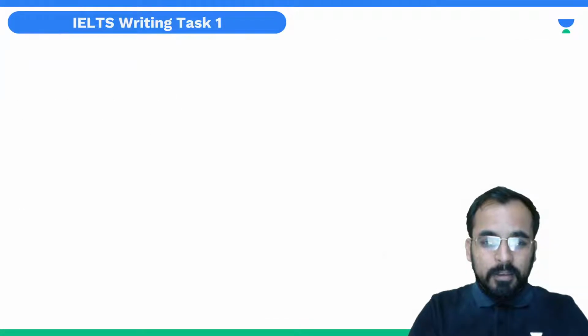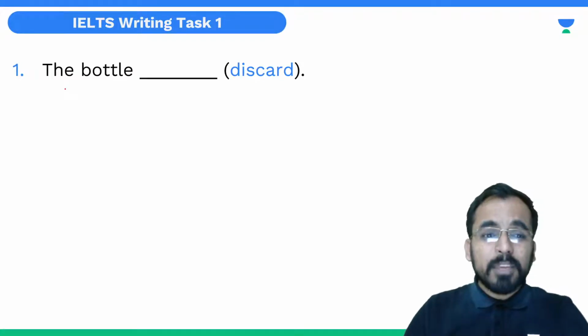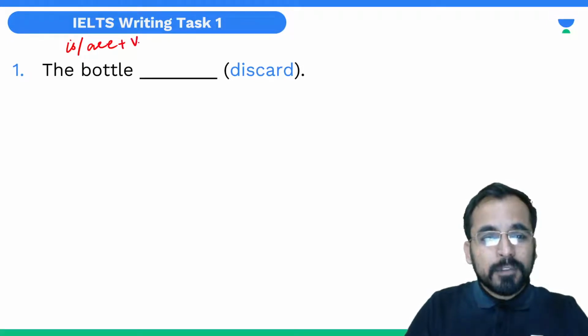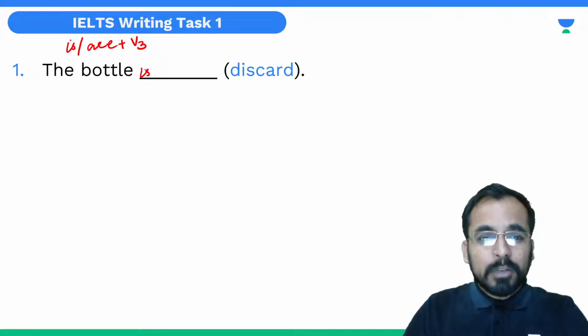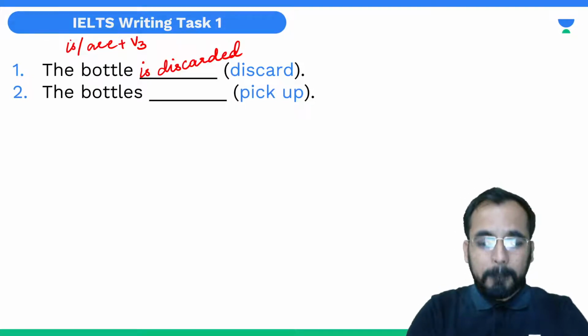Okay. Now I just want to give you a quick exercise before we wind up. The same thing you have to do here: is or are plus the third form of the verb. Now can you quickly give it a shot? So I'll do the first one for you. The bottle is discarded. You try with the second one.